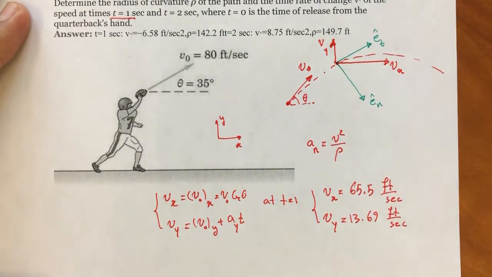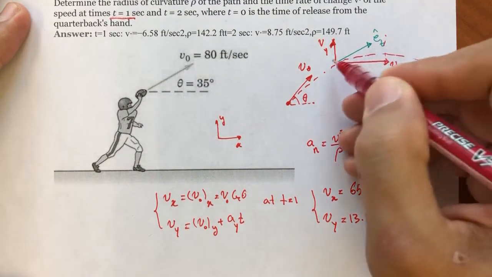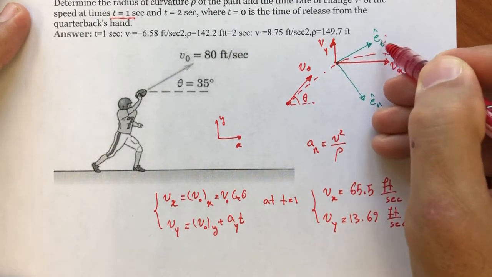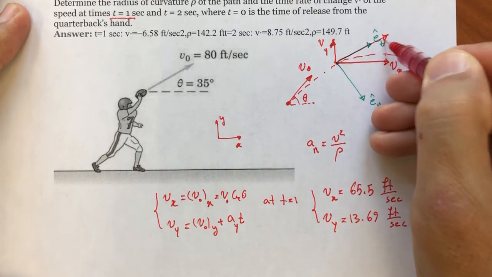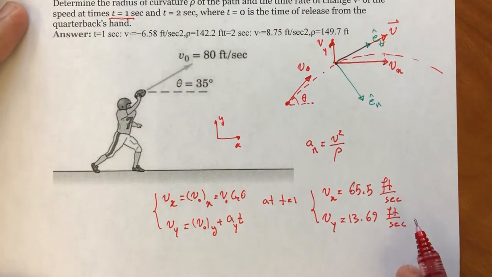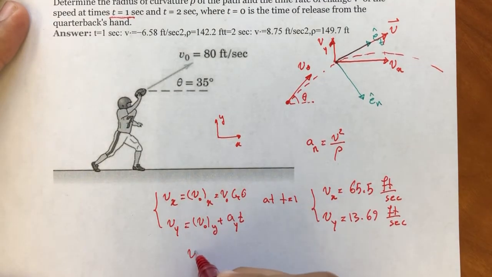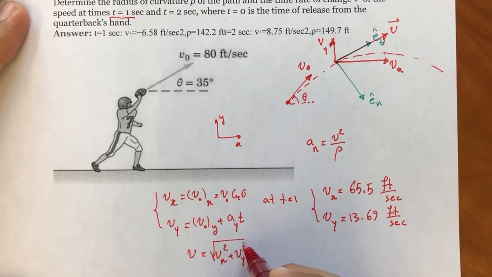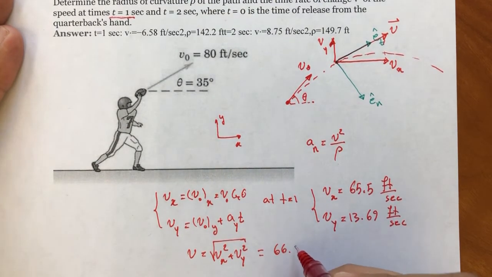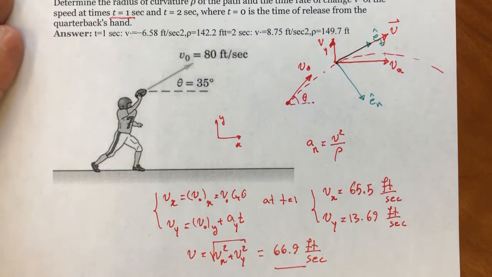And if I bring that vy here and add them together as vectors, the result, the total velocity, must be in the direction of et. So this is the total velocity, which we know always is going to be in the tangential direction. And the magnitude of the velocity is equal to the square root of vx squared plus vy squared, which is going to be 66.9 foot per second. So this is the total velocity.